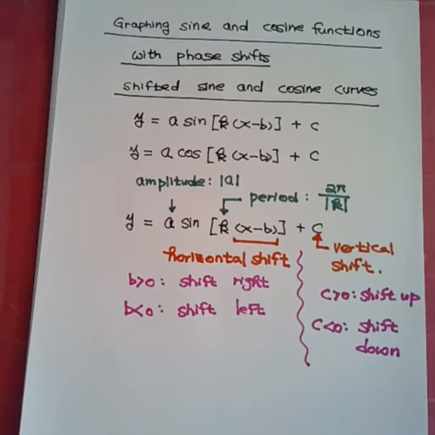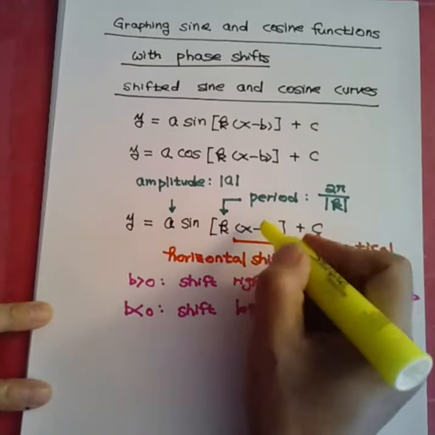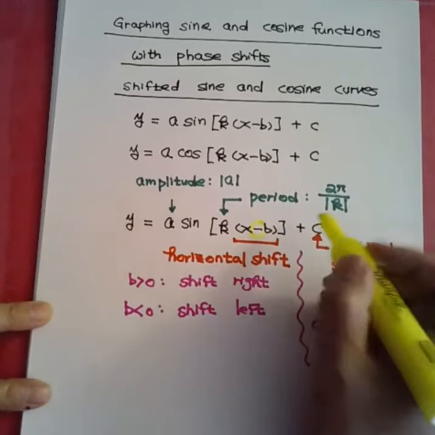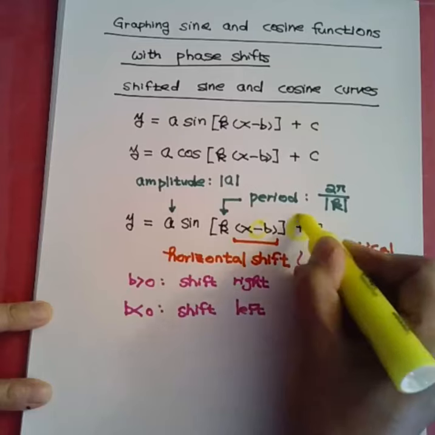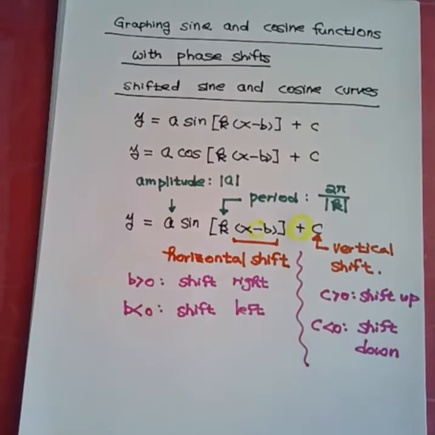What you have to be very careful here is if you look at the sign in front of b and sign in front of c, then you can see that sign in front of b is negative and the sign in front of c is positive. So whenever you think about the horizontal shift, that is counterintuitive, and the vertical shift, that is according to your intuition.